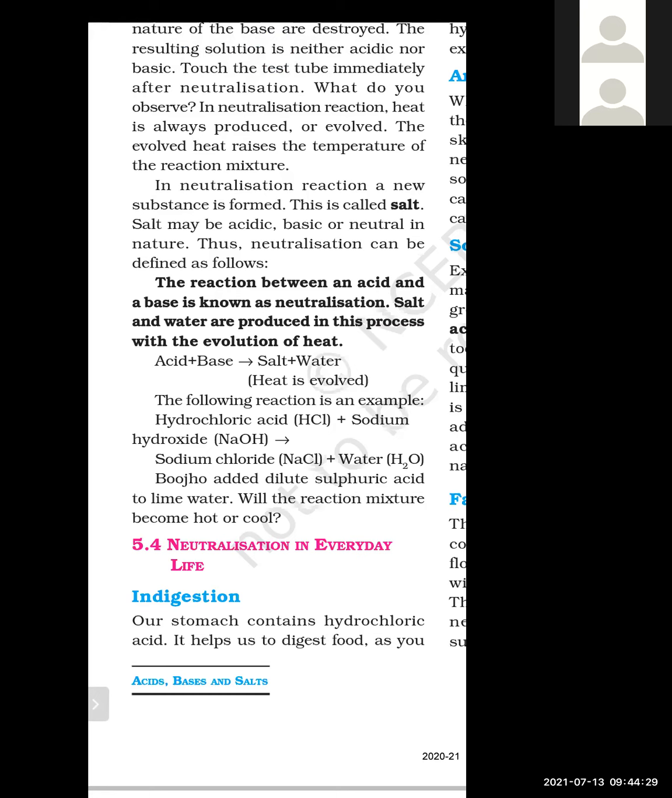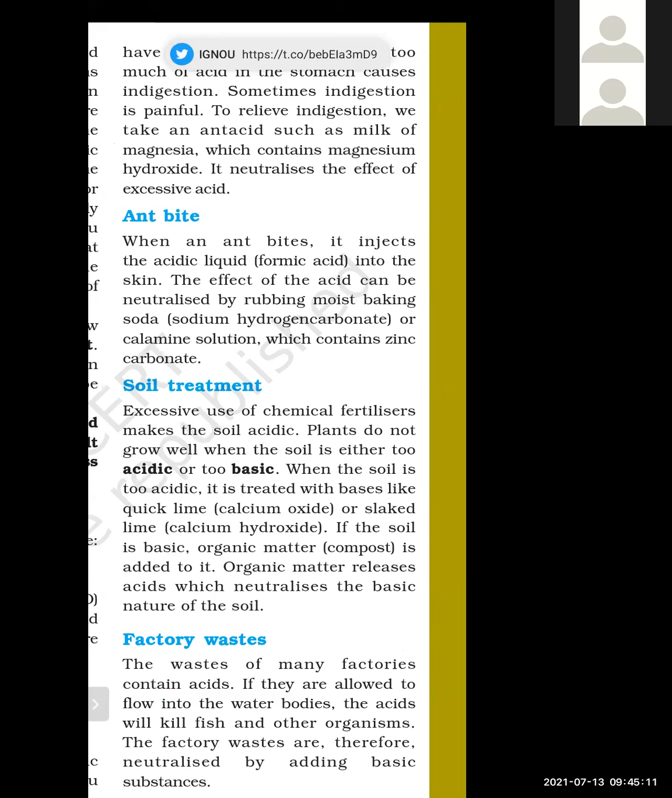Our stomach contains hydrochloric acid. We have already discussed this when we learned the topic digestion in human beings. The stomach is a part of the alimentary canal which has some hydrochloric acid. A certain amount of hydrochloric acid is beneficial to us. It kills the bacteria inside our stomach. It helps in digestion, but only up to a certain level. When that level increases, we feel acidity and pain inside our stomach. It helps us to digest food, as you have learned in chapter 2.